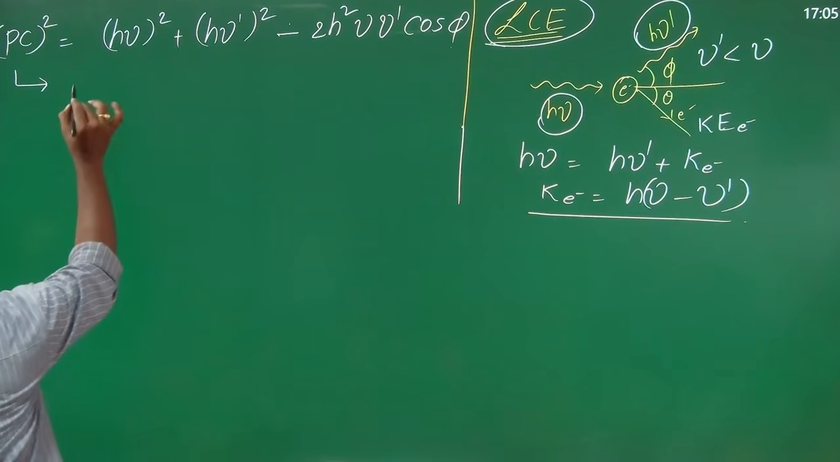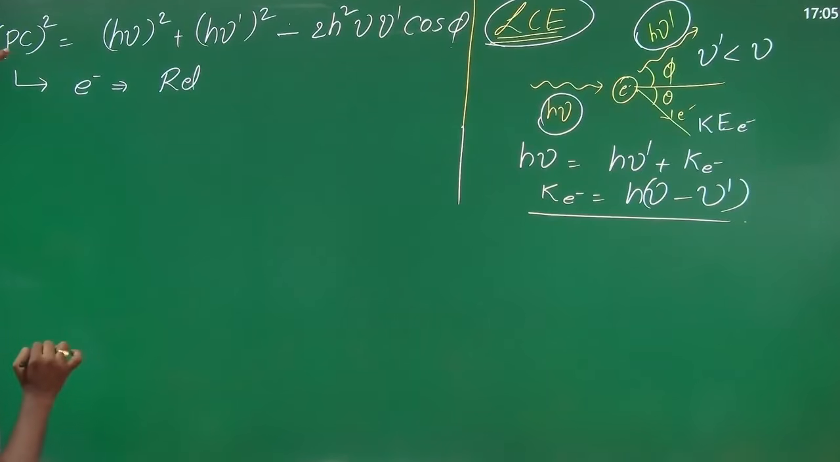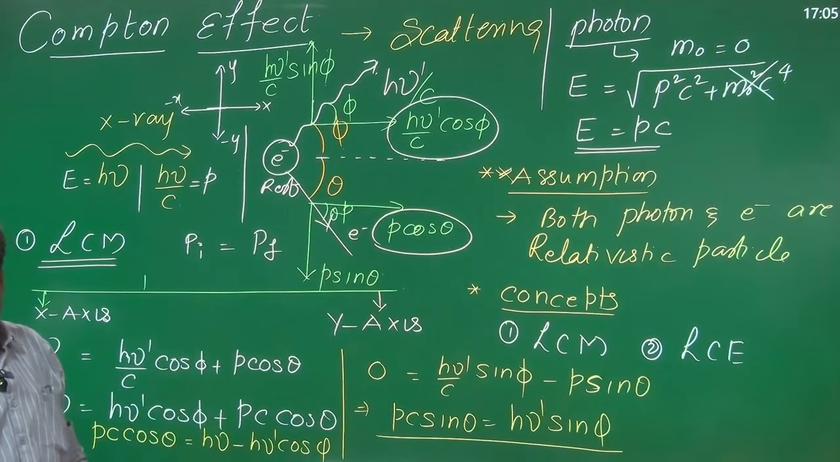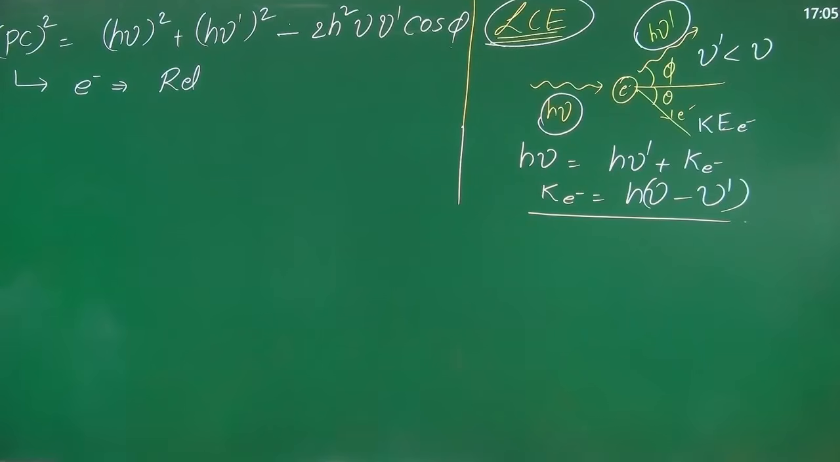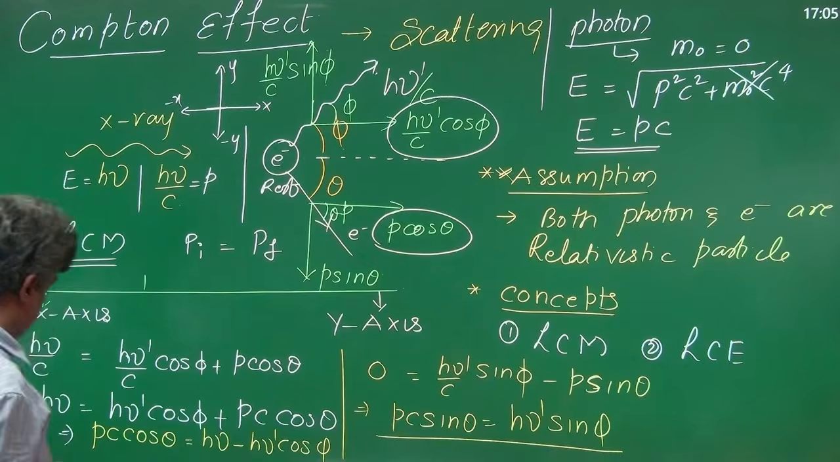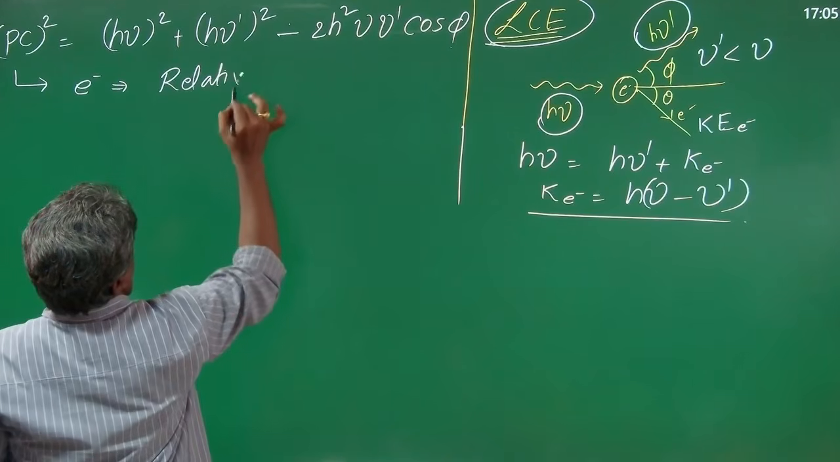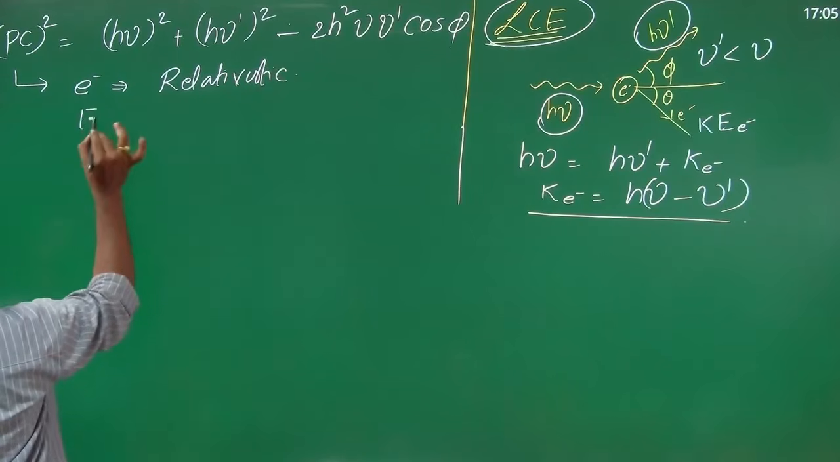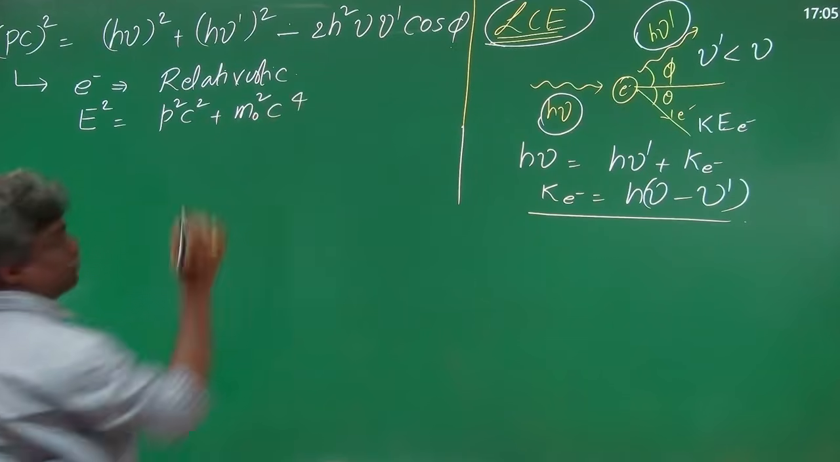I told you already, the electron is treated as relativistic. This P is a photon momentum or electron momentum? Electron momentum. Photon momentum is what? h nu by C. Electron momentum is P here, right? So the electron is a relativistic particle. What is the energy of a relativistic particle? E square equal to P square C square plus m naught square C power 4.